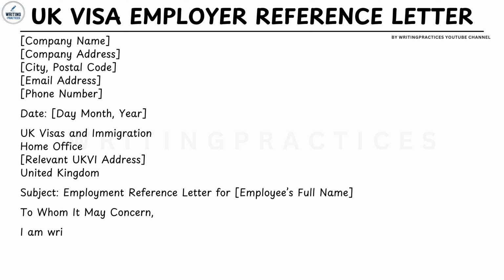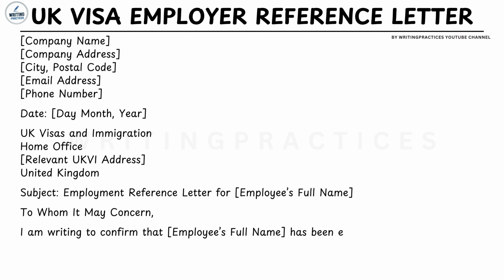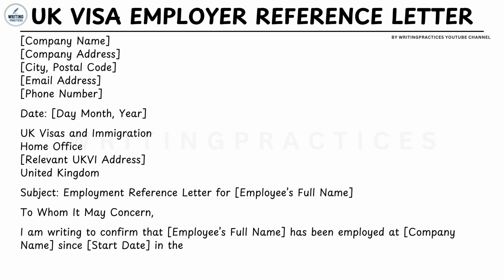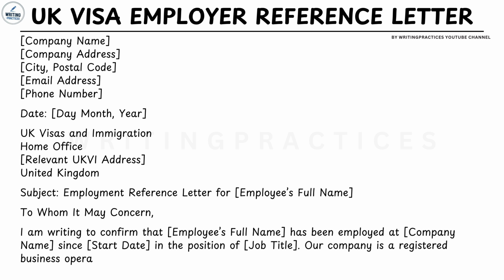Opening paragraph. Confirming employment. The first paragraph should clearly state the purpose of the letter and confirm the employee's current employment details. Example: I am writing to confirm that employee's full name has been employed at company name since start date in the position of job title. Our company is a registered business operating in industry and is committed to maintaining compliance with UK employment regulations.